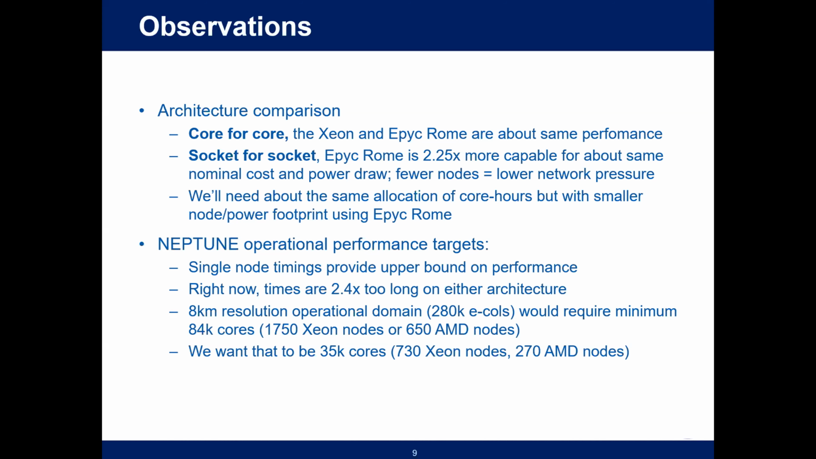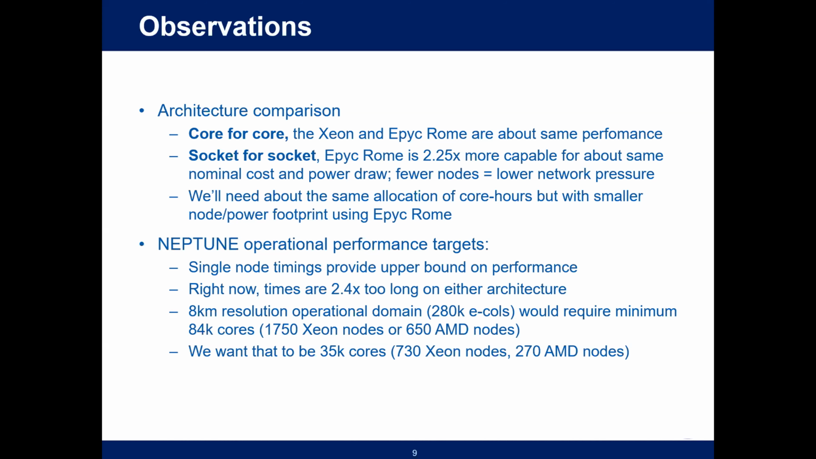about the same nominal cost, at least based on list price, and also the same nominal power draw. But we get away with fewer nodes, fewer MPI tasks, and by surface to volume arguments, less network pressure using the EPYC Rome. Our allocation that we'd require to do operational forecasting on this new Navy machine would be about the same amount of core hours, but we'll use fewer nodes using the EPYC Rome processors.